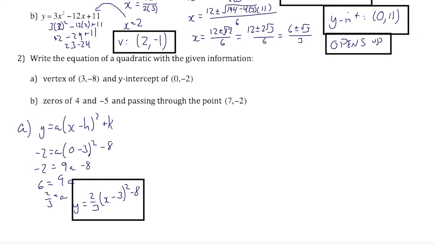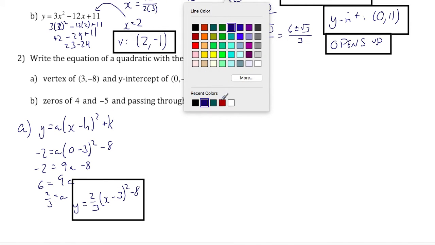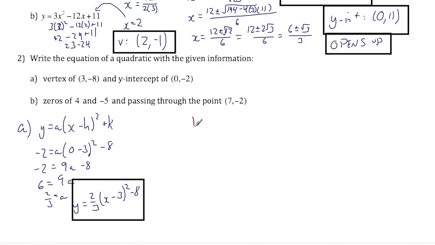It doesn't say to write in standard form, so might as well just leave it like that. If it did say standard form, obviously multiply this out, but that's just some basic algebra that you absolutely can do. All right, for the second one, B, we are going to have these zeros.